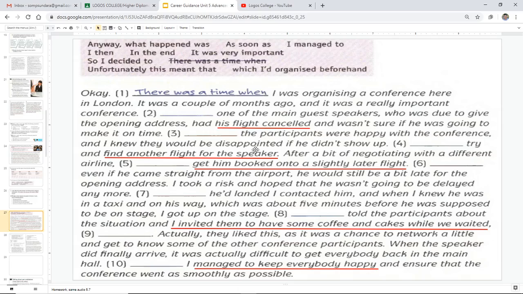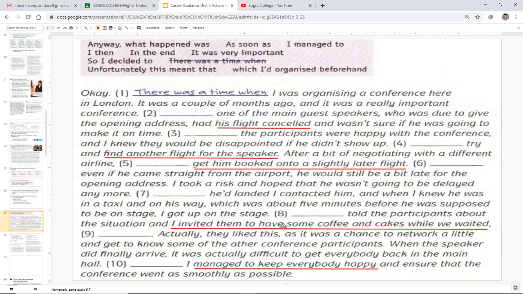So what was her action? What did she do? After a bit of negotiation with a different airline, she got him booked into a slightly later flight. So she called a different airline and got him on a later flight. That means he was able to attend the conference. Another action she took was she invited the people that were waiting to have some coffee and cakes.